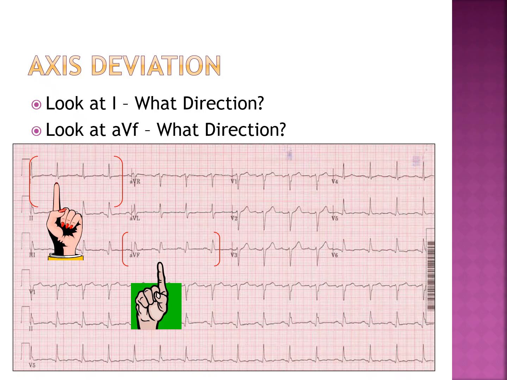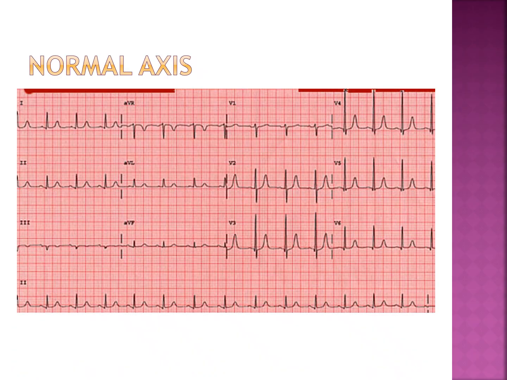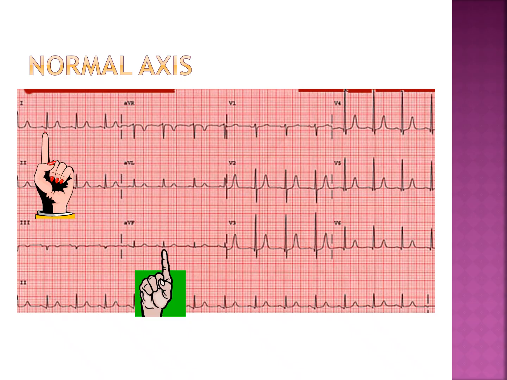So for a normal axis, both are going upward. So here we go. AVR is normal. Lead 1 is going up. AVF is going up. So my lateral lead 1 is going up, and my inferior lead AVF is going up. So I have a normal axis. Both fingers are pointed up.